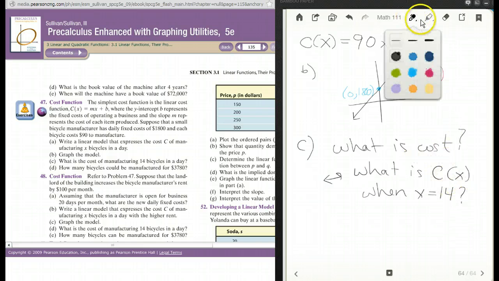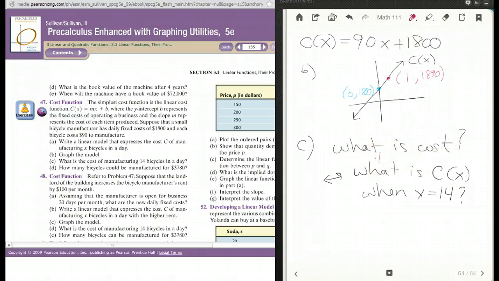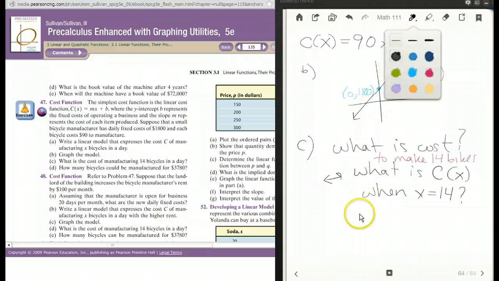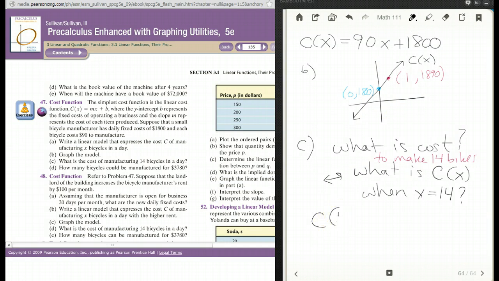And that would be equivalent again to saying what is the cost to manufacture 14 bikes? That's going to be the same kind of a question. What is the cost to make 14 bikes? That's the same as saying what is C of x when x is 14, because C of x outputs our cost to make a certain number of bicycles. So we just plug in 14 into our linear model here, right? So we do 90 times 14 plus 1800.